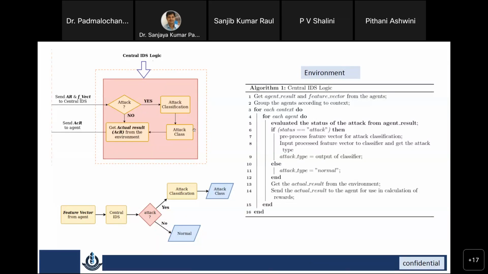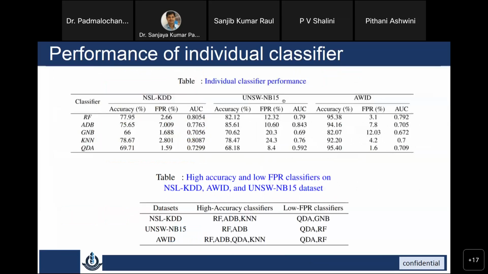If you see the results, we have used all three types of datasets, NSL KDD, UNSW NB15, and AWID, for training and evaluation. The classifiers used are RF (random forest), ADB, GNB, KNN, and QDA. All these different classifiers are used, and accuracy and false positive rates are reported. NSL KDD is a pretty old dataset, which is why accuracy is not so high with these different classifiers.